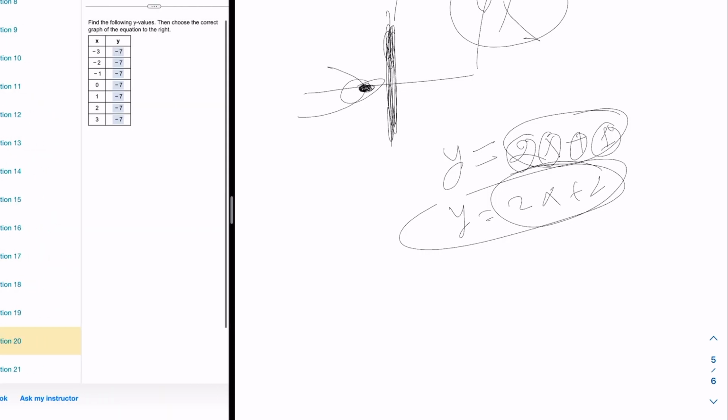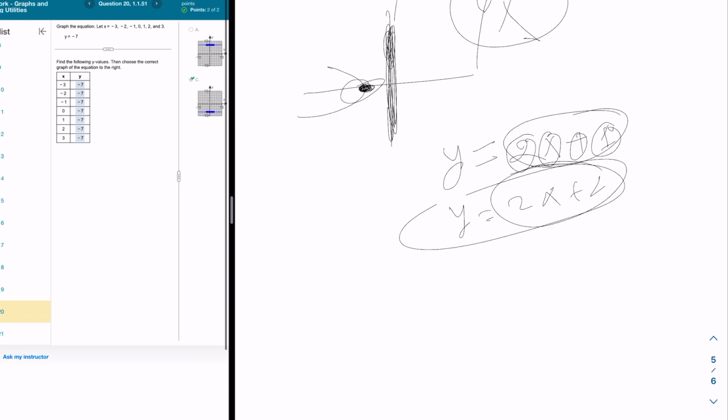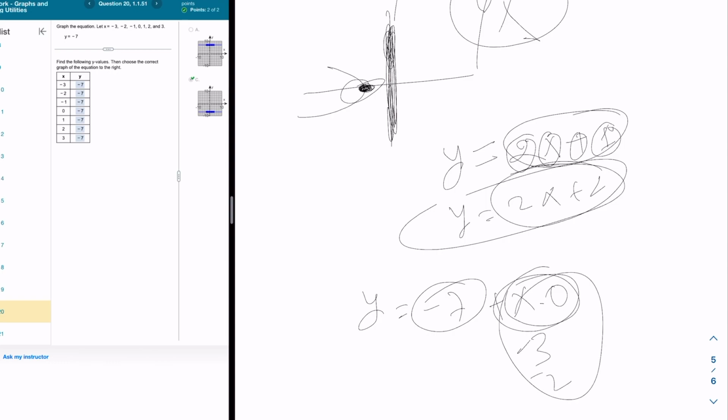Question number 20 is the same thing. Graph the equation. Put x equal to a given number, and we have y equal to, oh sorry, don't be confused, we have only y equal to -7. So we don't have any x values, right? So whatever we put for x here, it doesn't matter for plotting this. We are given y equal to -7, which means this is the y-intercept.